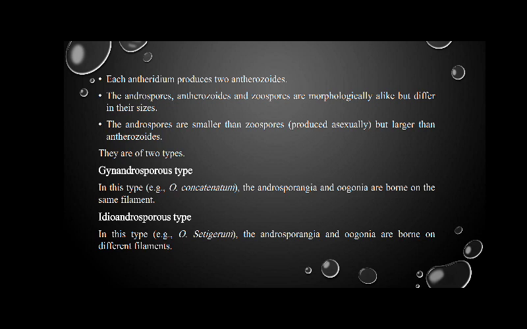Macrandrus type species, as I mentioned, are of two types, dioecious and monoecious, but Nanandrous type is always dioecious, and they are of two types: Gynandrosporous and Idioandrosporous. Gynandrosporous means Androsporangia and Oogonia are borne on the same filament, whereas in Idioandrosporous, the Androsporangium and Oogonium are borne on different filaments.